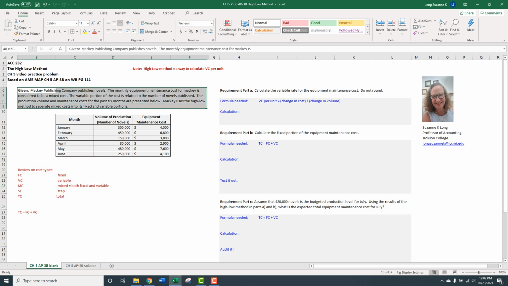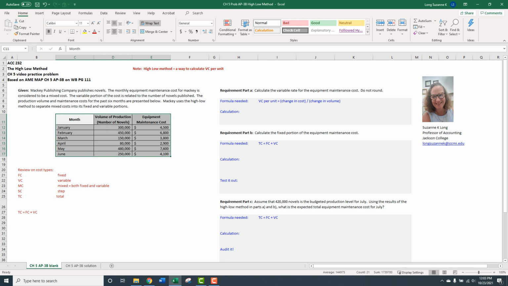Let's see what information is given, and we're going to get right into this and play around with the high-low method. So we are a publishing company, and we're analyzing equipment maintenance expense. Notice this is described as a mixed cost. There's a variable portion and a fixed portion. And then here's our information. So you just want to scan the information first.